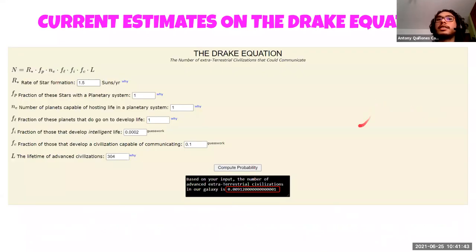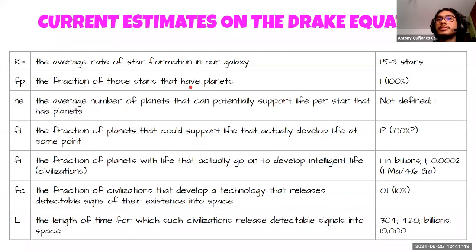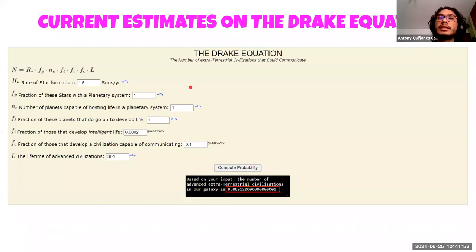And I actually used the minimum values of all of the current estimates. It gave me a probability that the number of civilizations that could be emitting signals in our galaxy is 0.009, which is very, very low. In the initial estimates of Frank Drake, it was 20 civilizations, the minimum. Now here it says 0.009. So maybe we are that 0.009 in our galaxy.